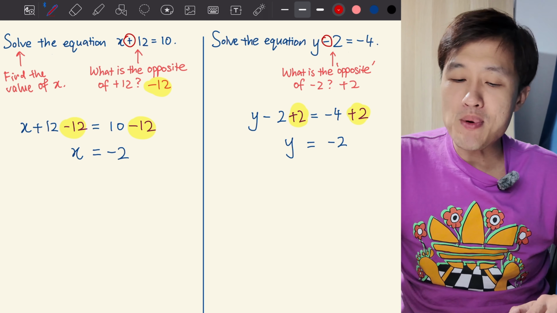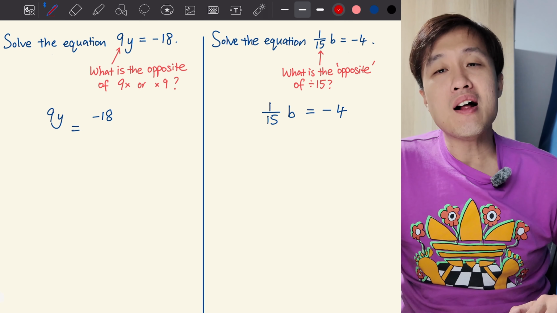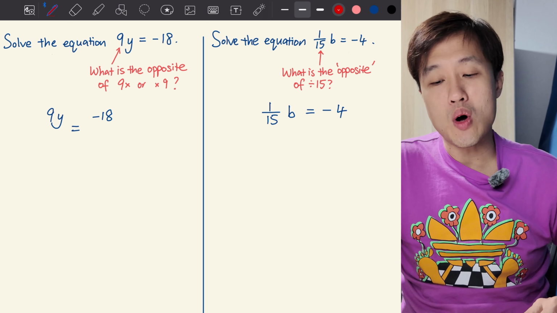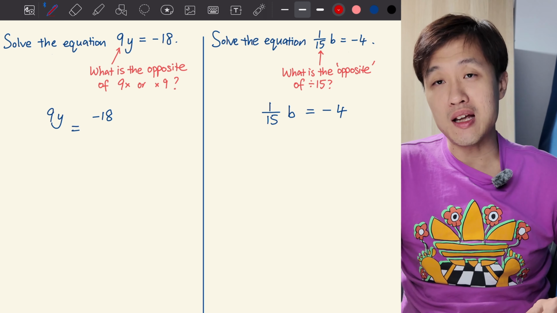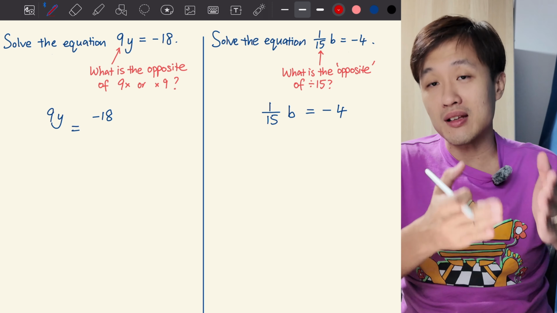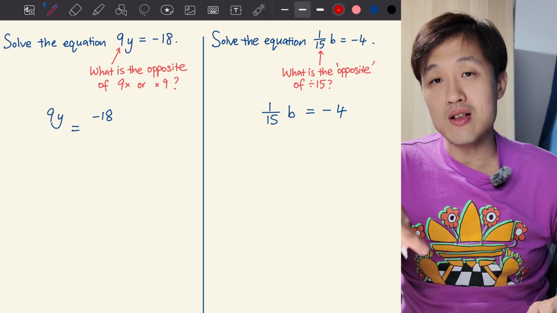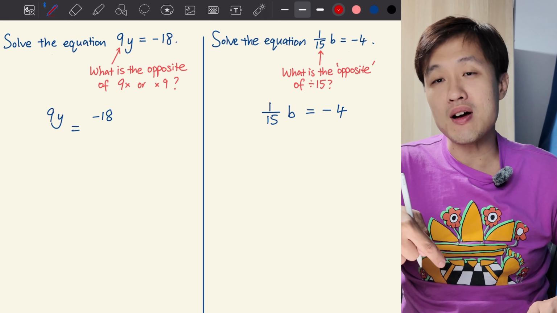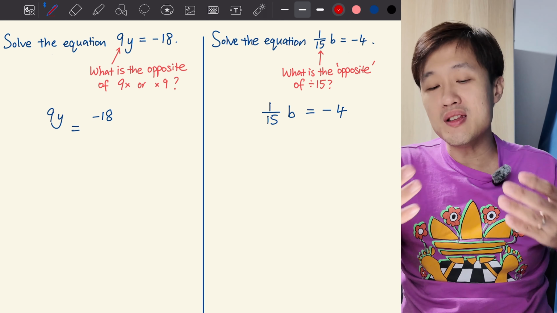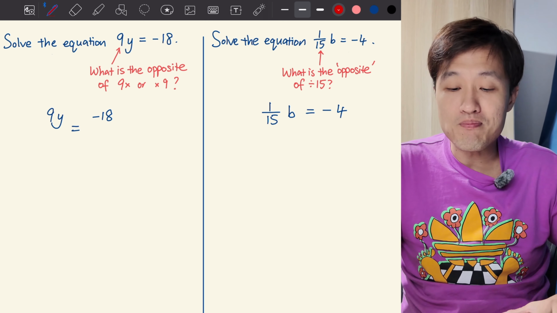Now what's going to happen if I have 9 times y equals negative 18? So how do I handle a times? And also 1 divided by 15, 1 over 15, right? So how do I deal with a division? What is the opposite, right?